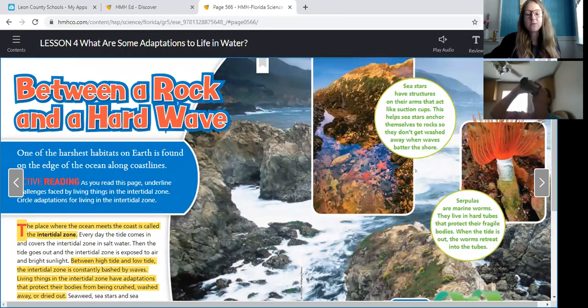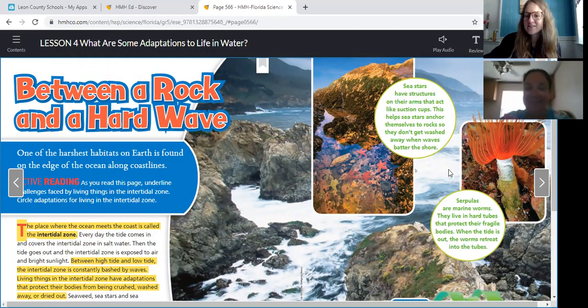Serpulas are marine worms. They live in hard tubes that protect their fragile bodies. When the tide is out, the worms retreat into the tubes. Just like the pictures from below, when the water is really high, they're able to come out and play.